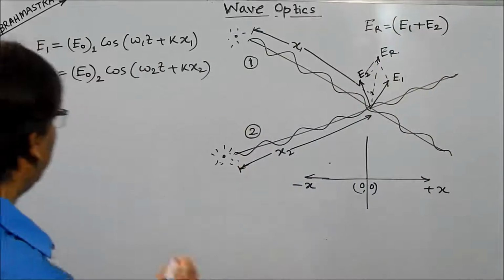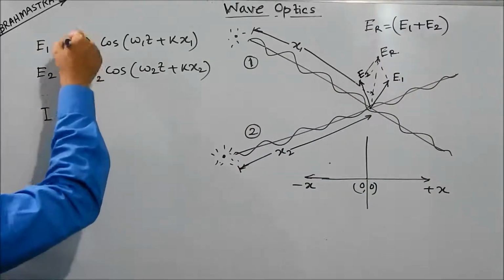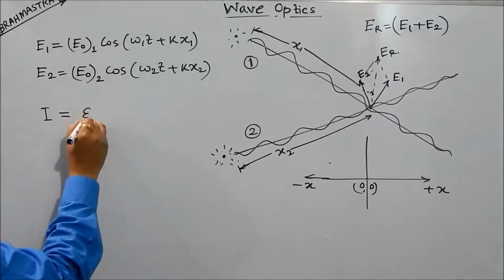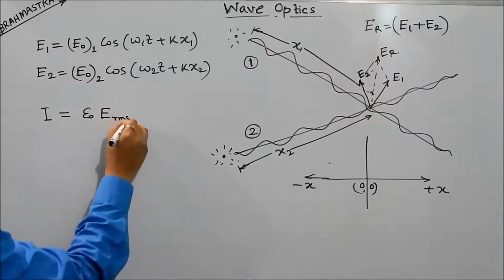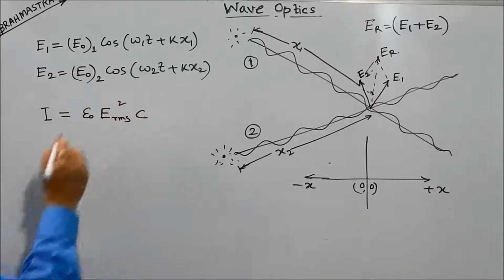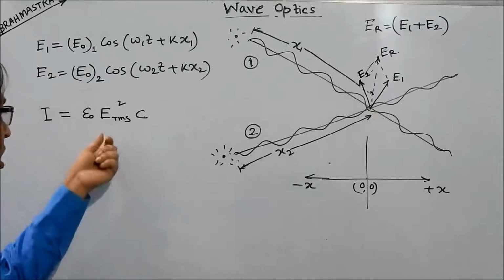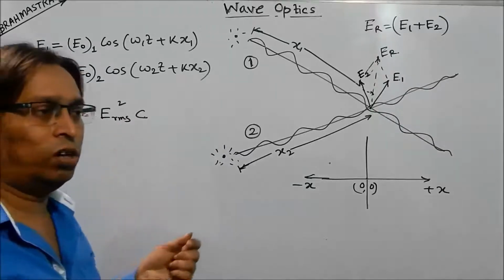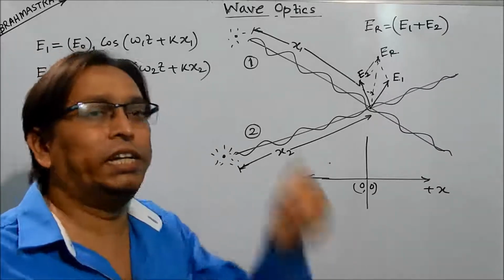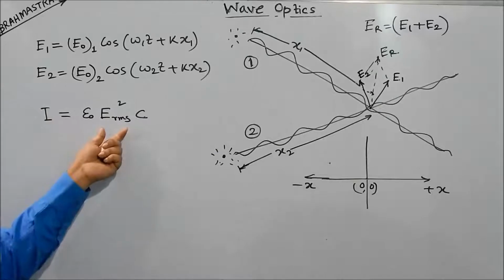So you can see that the intensity of any electromagnetic wave is given by this formula, epsilon naught E RMS square into C. So this is the intensity of any wave. Now E RMS square is the average value, which means this is the time average. We do not take the instantaneous intensity, so this is the time average value. That's why RMS is coming.